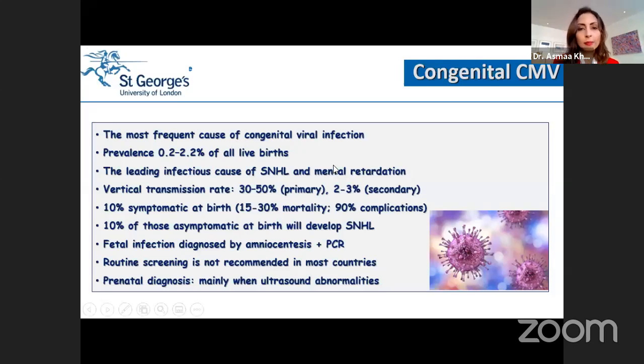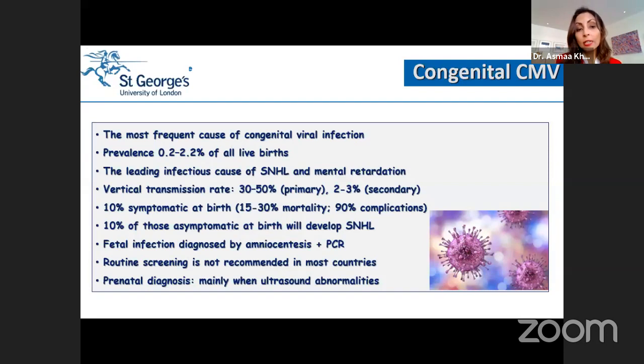Secondary, much less, it's about maybe 2 to 3%. Why is it important? Or maybe you can argue as well why some people say it's not important to screen for it, because 90% of babies or fetuses that have congenital CMV don't have any symptoms at birth. So, some people would say, well, it's not a big problem. 90% of them don't have problems. But on the other hand, 10% of them will be symptomatic at birth.